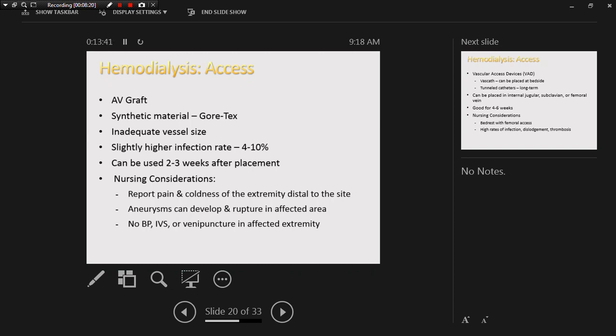It could pull away. And two, because we are in some respects stealing a little bit of blood flow from the artery, we can see decreased perfusion to the affected hand, below the level of insertion. So we would need to report any kind of pain or coldness of the extremity to the nephrologist or to the surgeon who has done the synthetic graft.